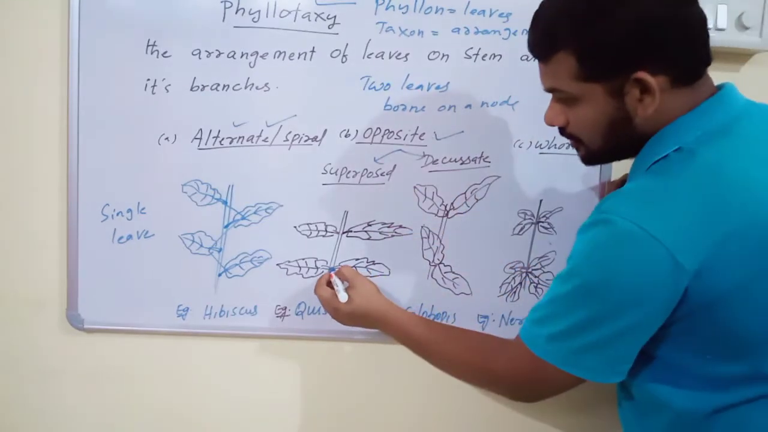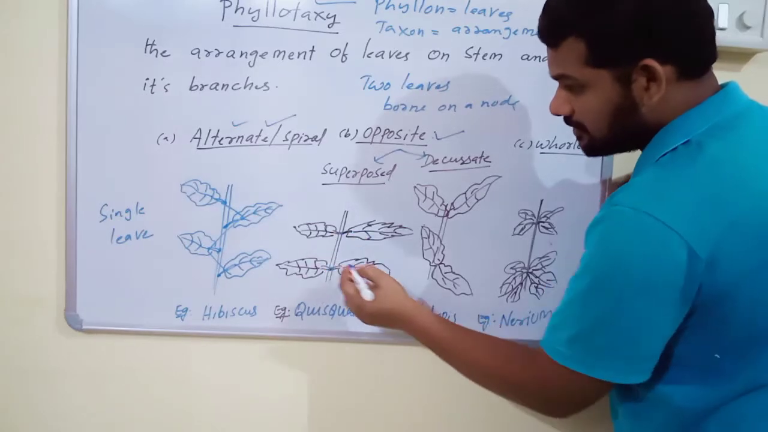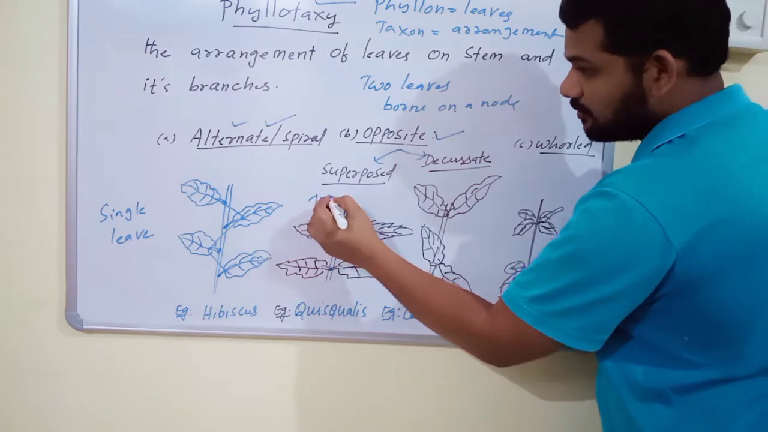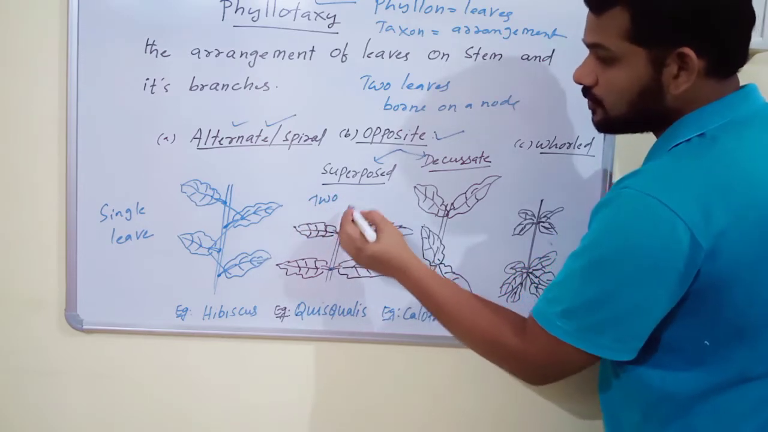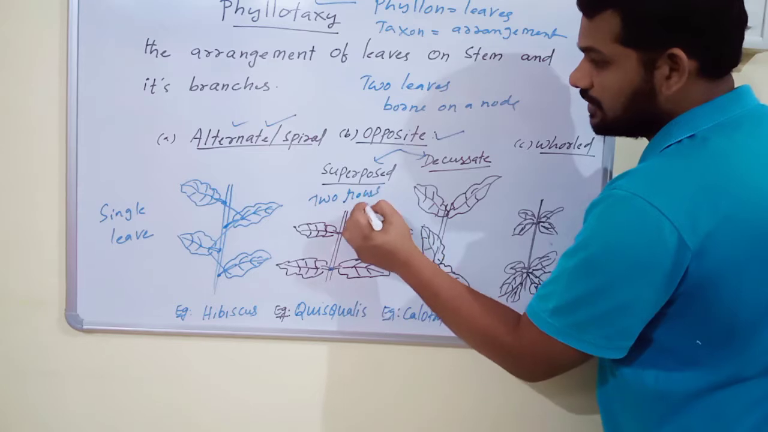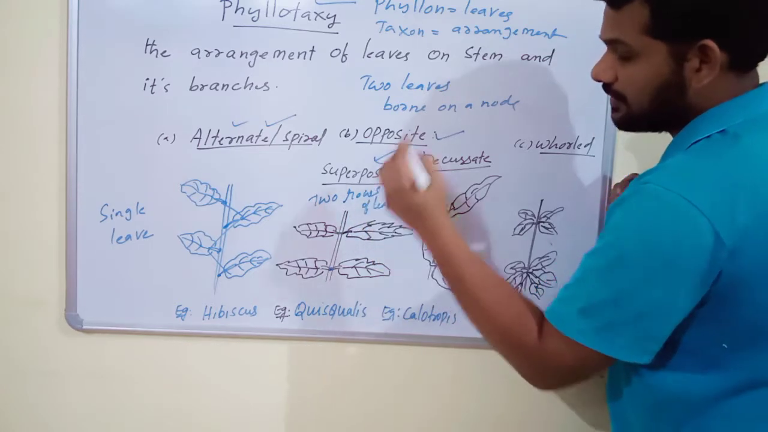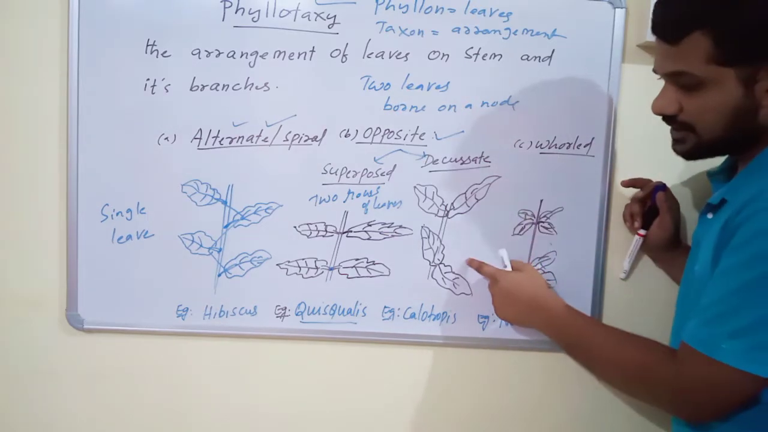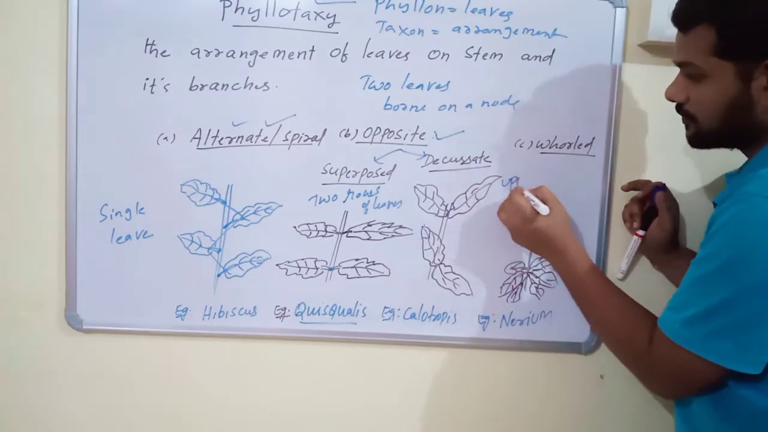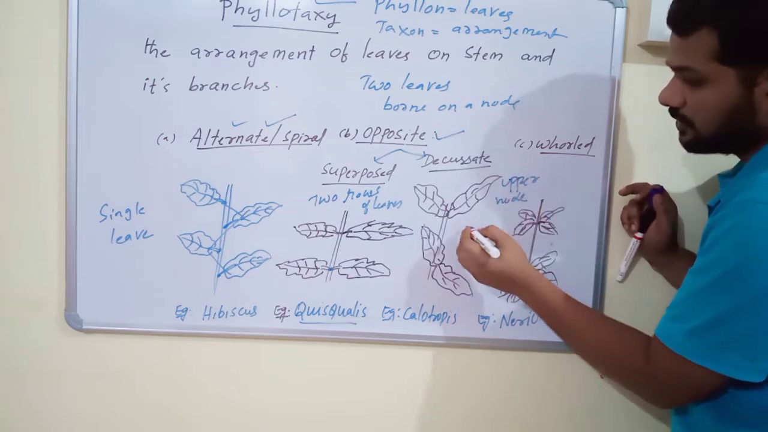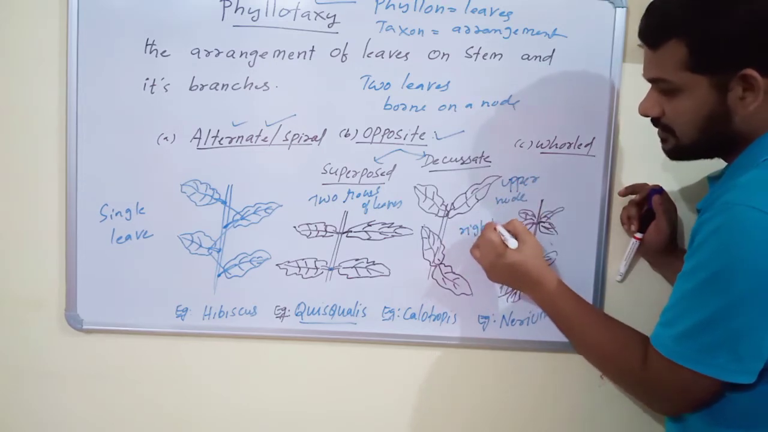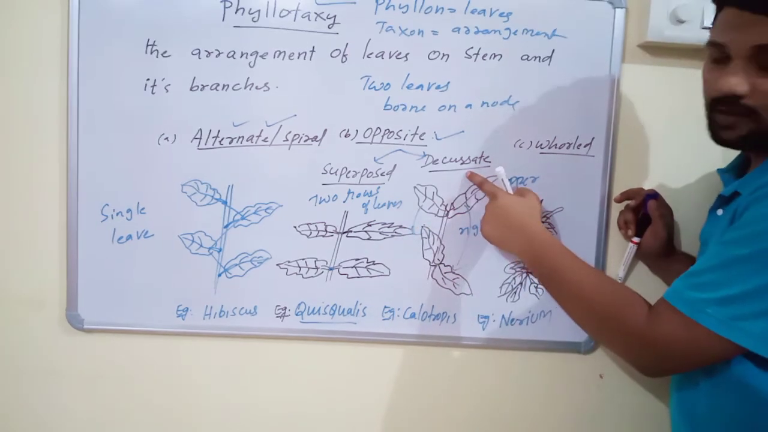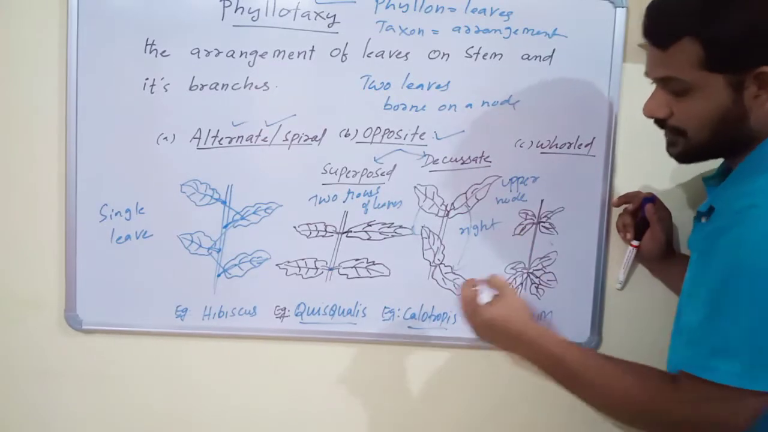In superposed, each node produces two leaves, so the leaves are exactly opposite to each other. So in this phyllotaxy, the stem produces only two rows of leaves. This type of phyllotaxy is observed in Quisqualis. And second one is decussate. In decussate, the leaves of the upper node lie at right angles to the leaves of the lower node, and this type of phyllotaxy is called opposite decussate, and it is present in Calotropis.